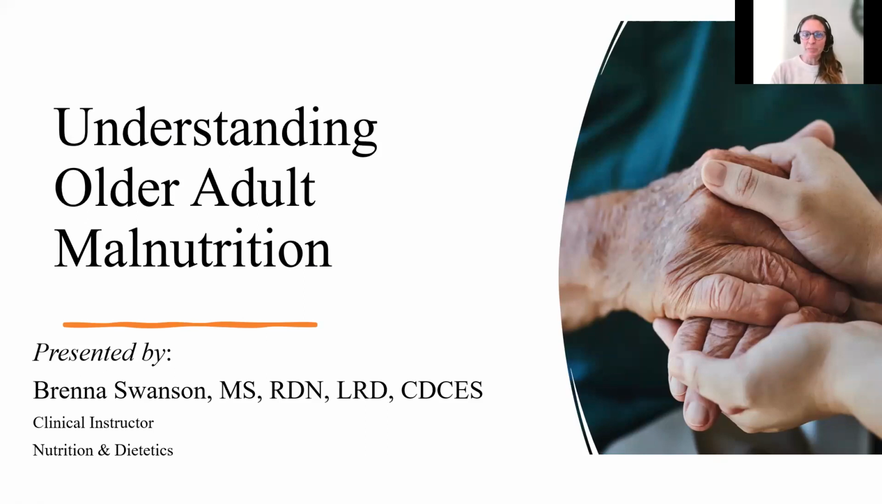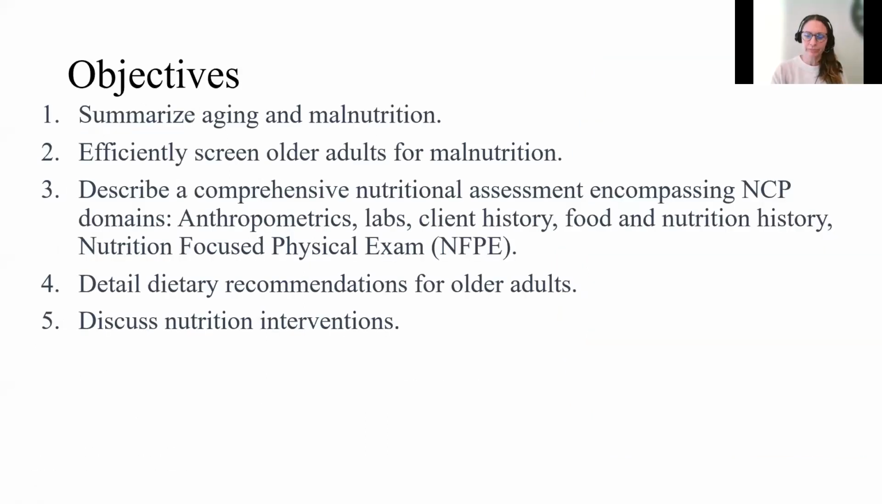Some of the topics that I would like to cover are looking at through the lens of nutrition, aging, also screening geriatric adults for malnutrition, and looking at what a dietitian is going to look at in their nutrition assessment of geriatric malnutrition: anthropometrics, labs, client history, food and nutrition history, and a nutrition-focused physical exam, and share with you some of those components.